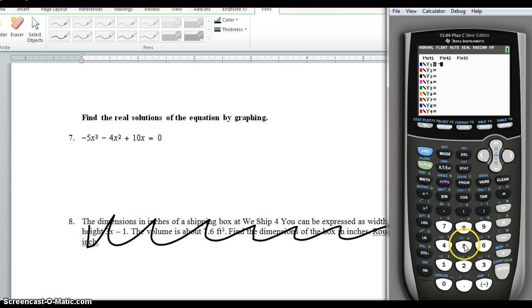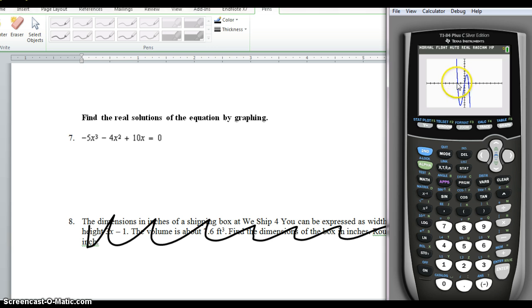So we're going to have negative 5x cubed minus 4x squared plus 10x. And we're going to make sure we got the x right there. I think I missed the x right here. There we go. And I think we needed to also plug in 0 here for y2. Then let's go to zoom 6 because that'll be a nice 10 by 10 by 10 by 10 graph, and find out where our two equations intersect.